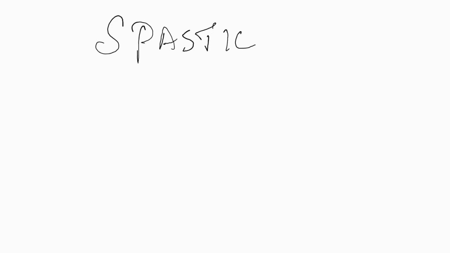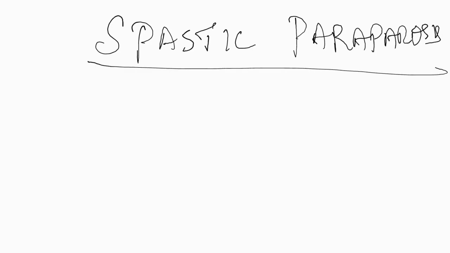We are going to see the topic of spastic paraparesis today, and I believe all of you know what spastic paraparesis is, and we are going to discuss how to approach this as a short case. So the topic is spastic paraparesis. The word spastic means it's a kind of an upper motor neuron lesion.